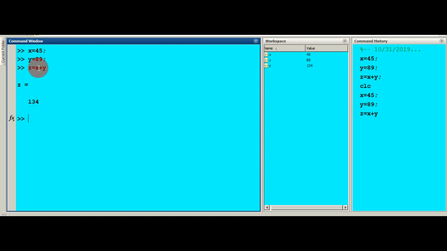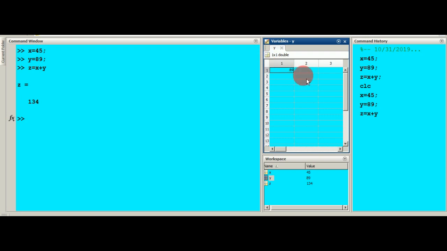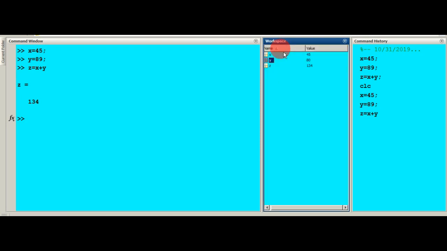Now if you want to change the value of y from 89 to 80, this is not possible in the command window. You cannot change it, but by using the Workspace you can change the value y equal to 89 to y equal to 80, right? So you have to click on this matrix 1 into 1 double, just click on it and you can see the value of y is here 89. Just click on it and write 80 and then enter and close it. So here you can see the value has been changed, y is equal to 80.